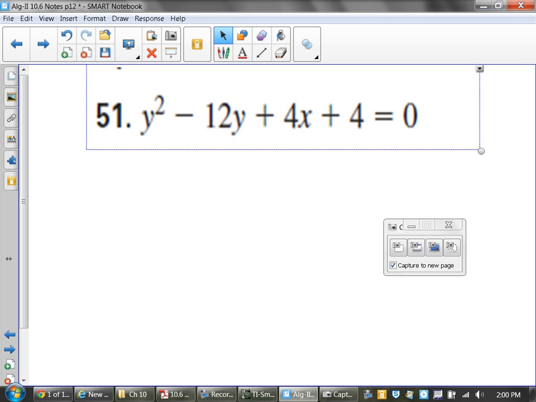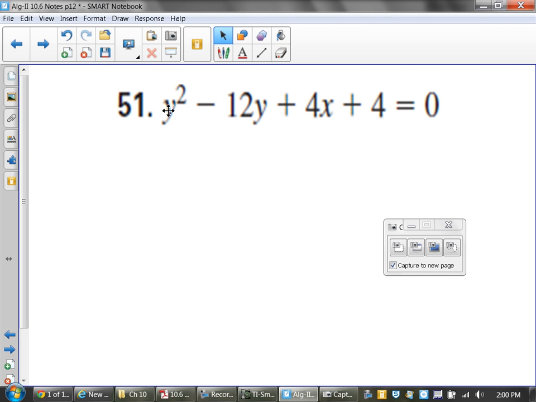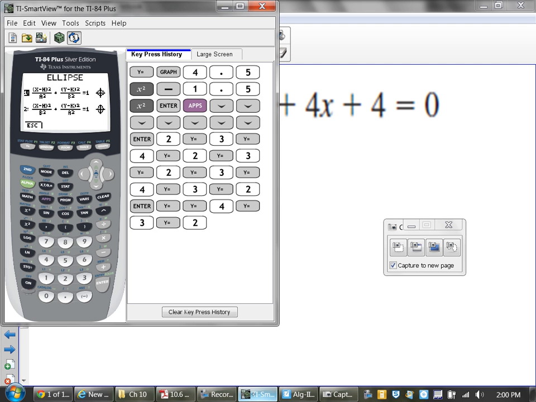Now, one of the things that you should be able to tell right off the bat, since this one only has one squared term, you should be able to tell right away it's a parabola. Parabolas only have one squared term, either x squared or y squared. In this case, it's a y squared. So what you want to do is look at your calculator right away.